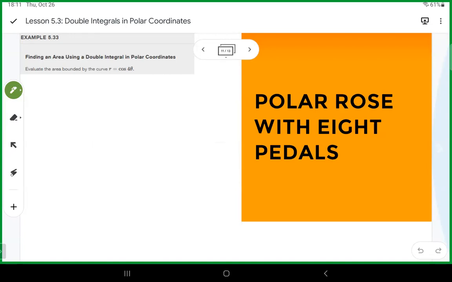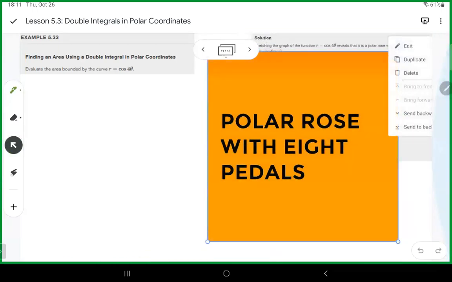All right, so finding an area using a double integral in polar coordinates, evaluate the area bounded by the following curve. So using symmetry, we can see that we need to find the area of one petal and then multiply it by 8. So here's why we say this.